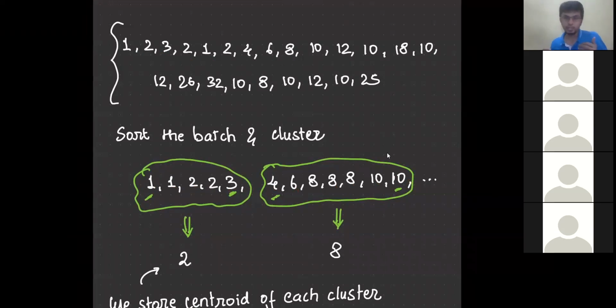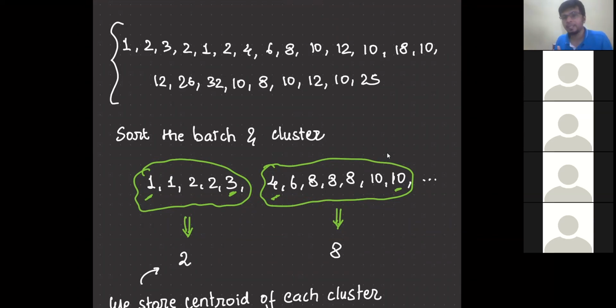And now what I would want is to create clusters out of this. I would not want to store all of these numbers, but I would want to store one number from each cluster. Okay, so how am I defining cluster size?